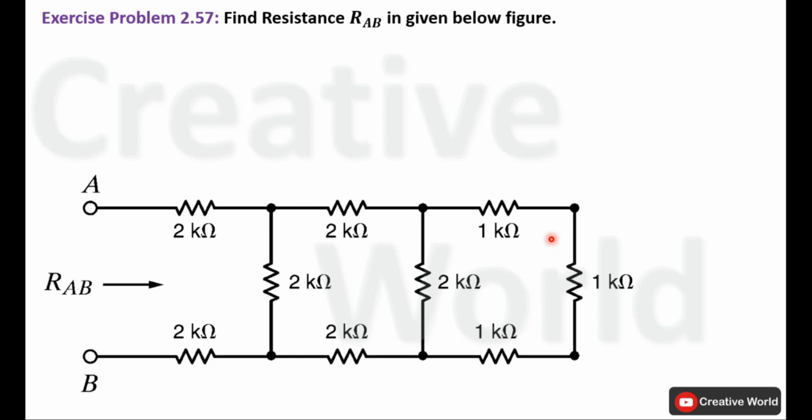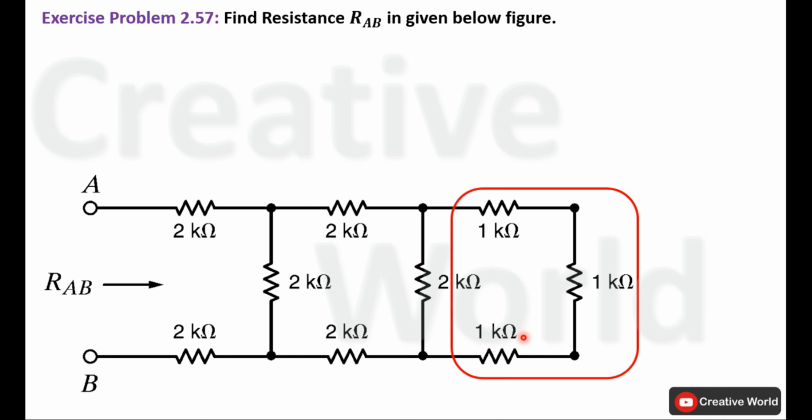First of all, these three resistances are connected in series. We can find their equivalent resistance and replace these three resistances with a single resistance that will have the value of all three resistances. And we know that in order to calculate the total resistance of a series connection, we simply add the resistance values connected in series. In this case, the total resistance of these three resistances will be 1 plus 1 plus 1. It will become 3K. So we can replace these three resistances with a single resistance of 3 kilo ohm.